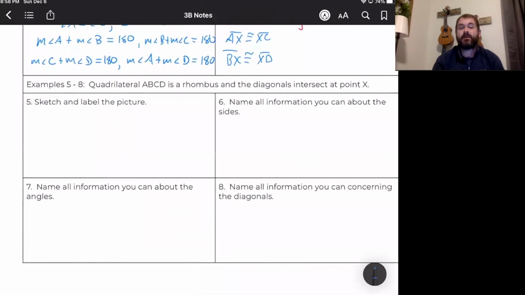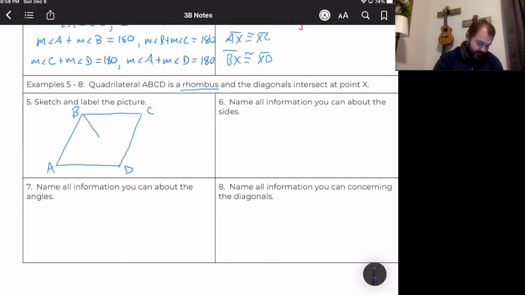In this one, we are given quadrilateral ABCD is a rhombus. Okay, rhombus. We're going to draw that. That is, again, drawn like a parallelogram, but I'm going to try and make all four sides look like they're the same length. Okay, so that's a rhombus, and it's called A, B, C, and D. And the diagonals intersect at point X. Okay, we're going to go through and do the same thing.